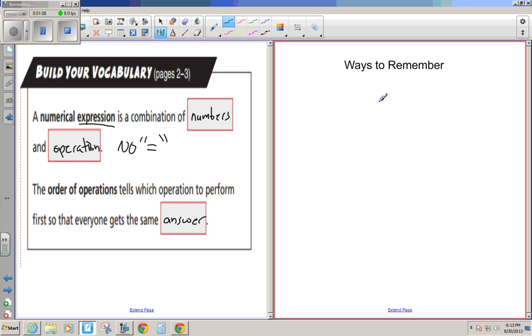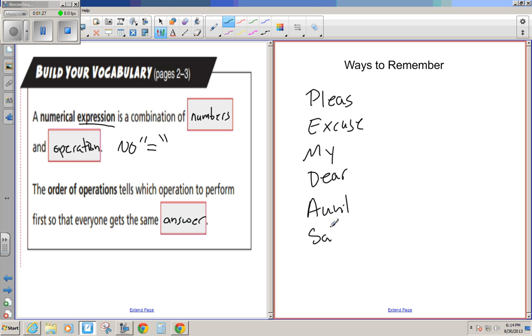All right, ways to remember. Some people, maybe this is what you use. Please excuse my dear Aunt Sally. That's plus, or that's parentheses. That's an exponent. That's multiply, divide, add, and subtract. Now, this is a good saying. You can also remember this.